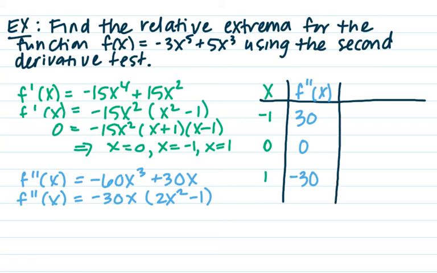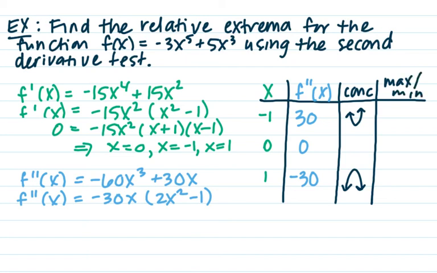Okay, so based on that, let's determine the concavity. This is positive, so that means it's going to open up. And this one's negative, so it's going to open down. And if you remember, when we get 0, that's something we can't determine using this test. So does it have a max or min? Well, if it opens up, that means we have a minimum. If it opens down, that means we have a maximum.